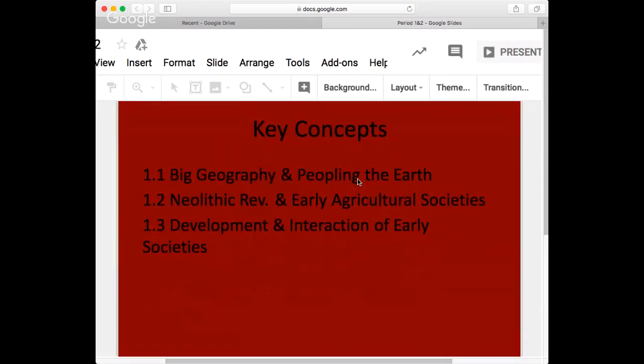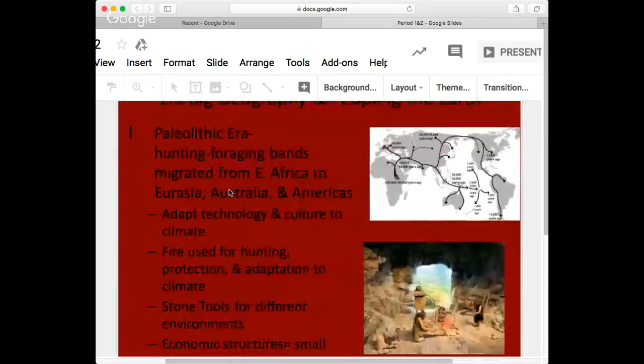So there's 3 key concepts in period 1. 1.1 is big geography and peopling of the earth, and that was everything that in your book was chapter 1. Then 1.2 and 1.3, the Neolithic Revolution and early civilizations, were all in chapter 2 of your book. Remember, these are the things that you read over the summer, so it's been a while since you've probably looked at that, except when you're studying for your midterms.